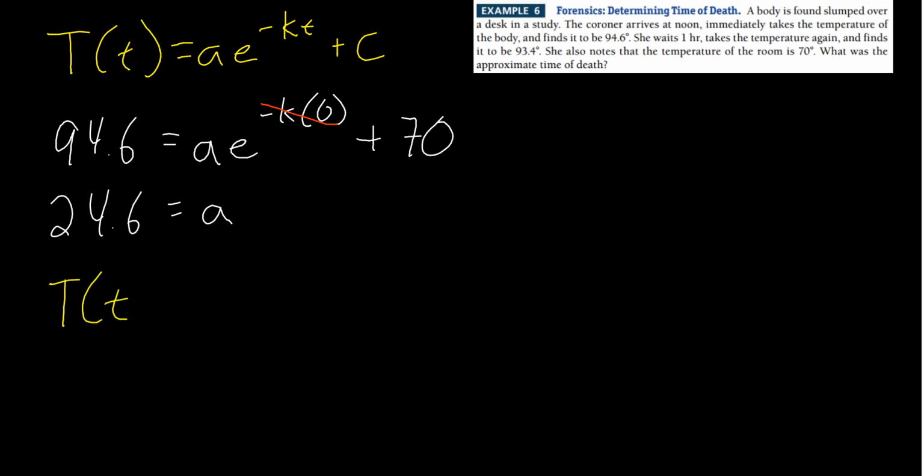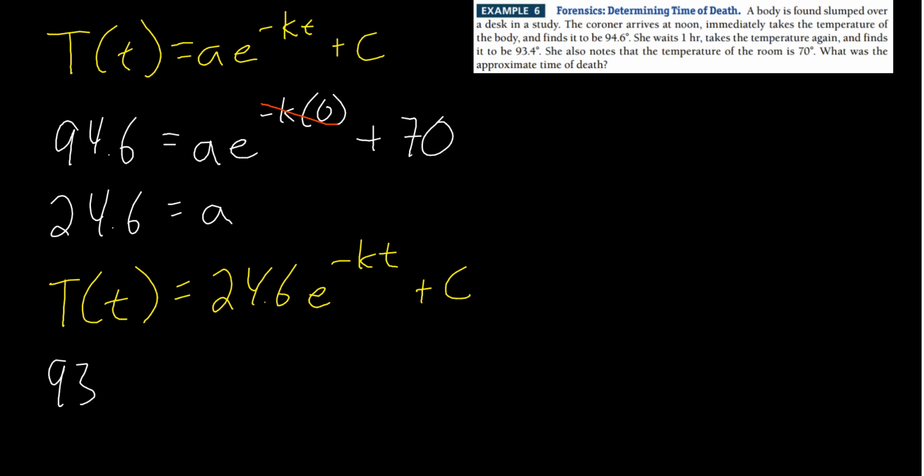I'm rewriting this equation, but I'm getting little pieces of the puzzle here. So T of t equals 24.6 e to the negative kt plus C. Now we have to figure out what k is. Here it reads, she waits 1 hour, takes the temperature again, and finds it to be 93.4 degrees. So solving for this, now the temperature is 93.4 degrees, and then 24.6 e, and we don't know what k is, but that's okay in this particular case. t was 1, right?